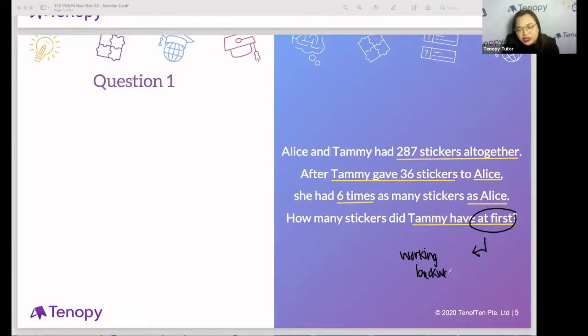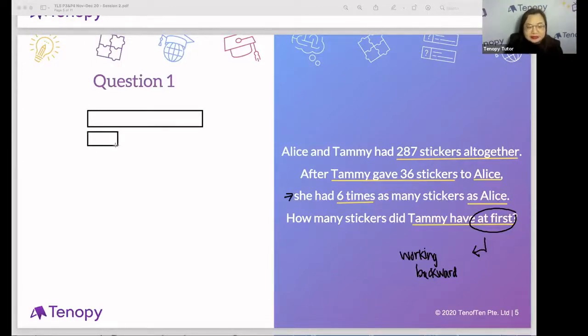So if this question is about working backwards, I will start drawing my model from the statement where she has 6 times as many as Alice. Okay, so first thing, very good. Lucas, you got the right understanding. So we are going to draw 6 boxes for Tammy and 1 box for Alice.